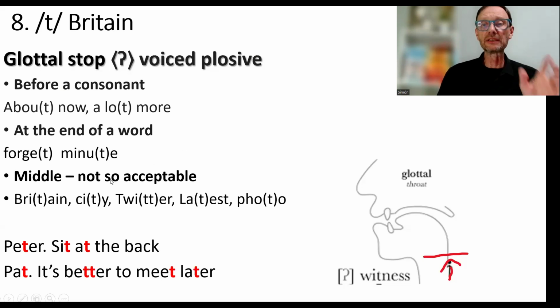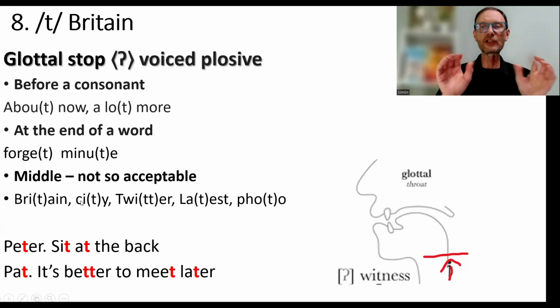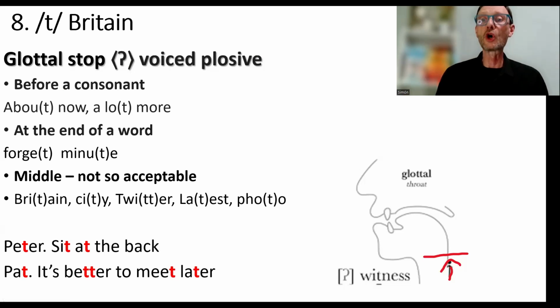In the middle, when a T is in the middle, it's not so acceptable to use the glottal stop. So I'm going to use the glottal stop here, and we can see that it sounds less well-educated and less middle class. It sounds more working class. Oh my God. So listen to this. Britain, city, Twitter, latest, photo. That is definitely not acceptable.